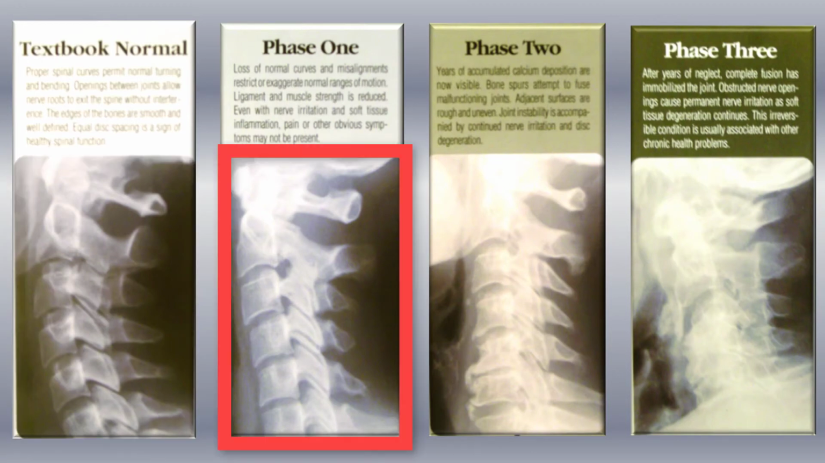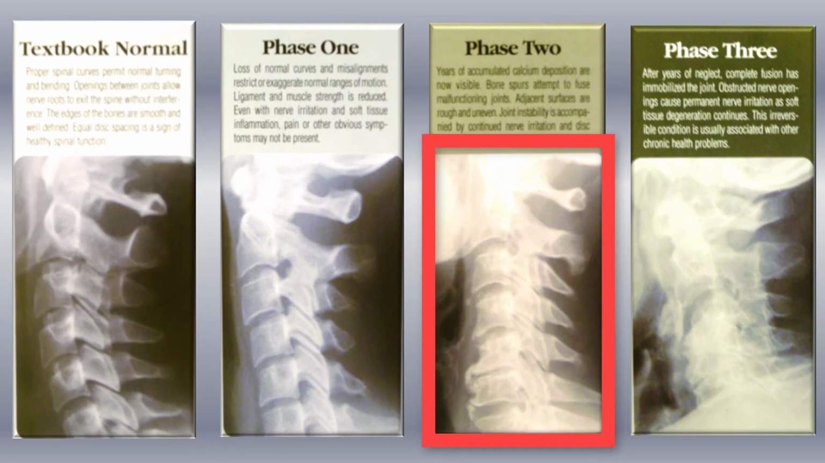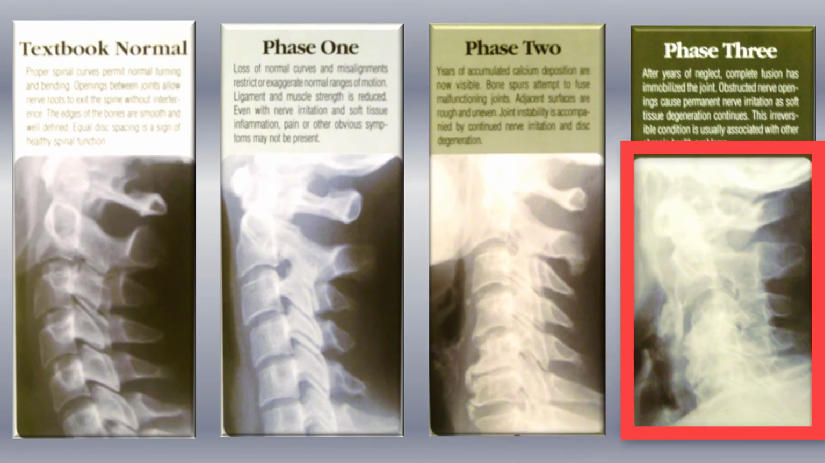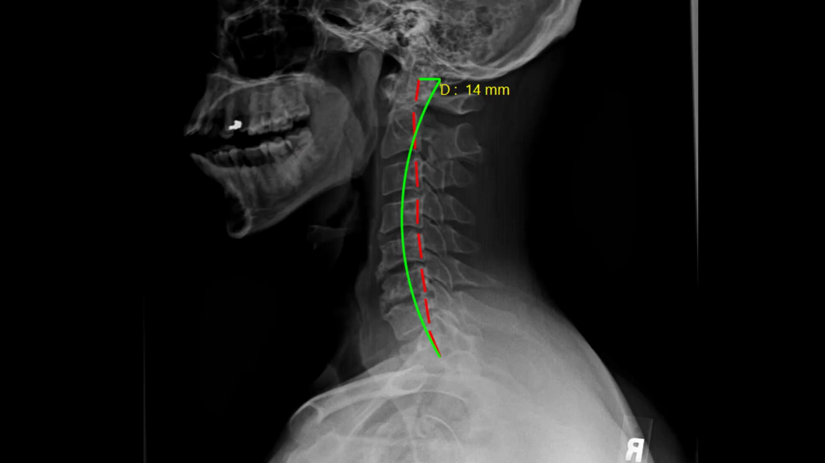In phase 1 of this process, you lose the curvature in the neck, and this is where the disc strain begins. In phase 2 here, you'll notice the discs are getting narrower and the spine starting to develop bone spurs. In phase 3, you'll see that some of the discs are fusing together and there's massive amounts of bone spurring and degeneration. Initially, the body lays down bone spurs to help strengthen the weakened disc.